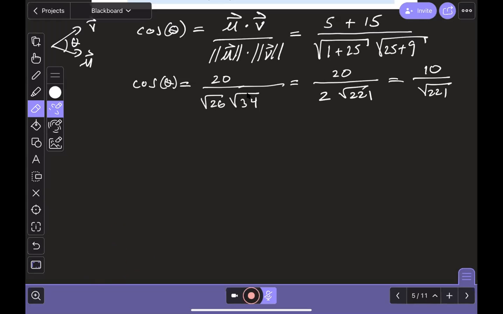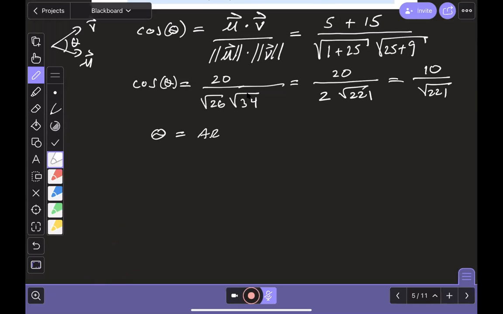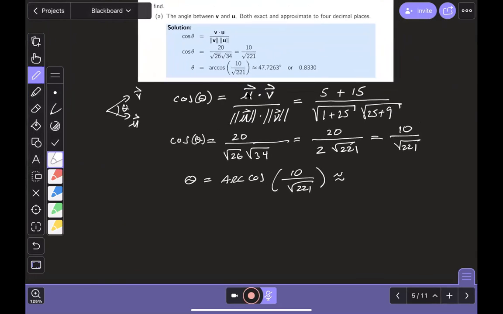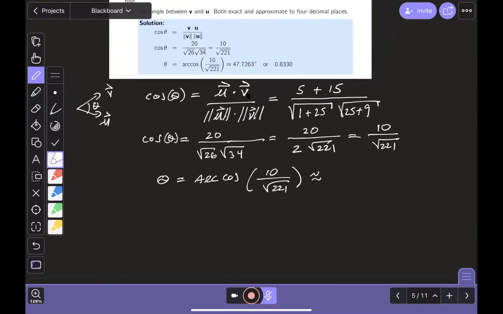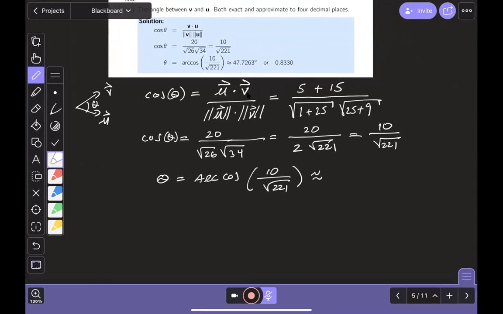What do I want? I want theta. And what's theta going to be? Arc cosine of 10 over the square root of 221. Now, again, I need a calculator to do that, and I don't have a calculator with me. So I'm going to trust my notes. And if you did that in your notes, you get about 47, 48 degrees, all right?